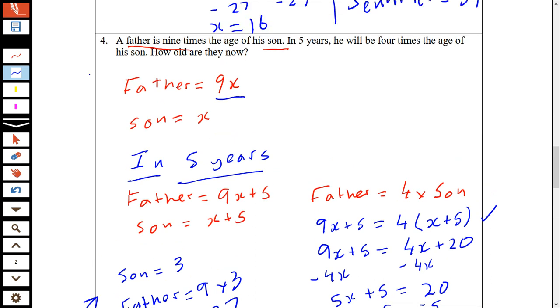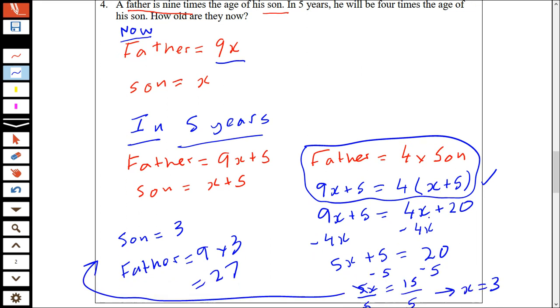So for these sorts of questions, we needed to, first of all, look at an expression for their age now, right? Then we had to look at the expression for their ages in 5 years' time. And then we had to write an equation about their ages, okay? So it says in 5 years' time, the father is 4 times the age of his son. So father is 9x plus 5 in 5 years' time. And that is equal to 4 times the age of his son. Okay, and then we use that equation to finish the question. Okay, and that is it.